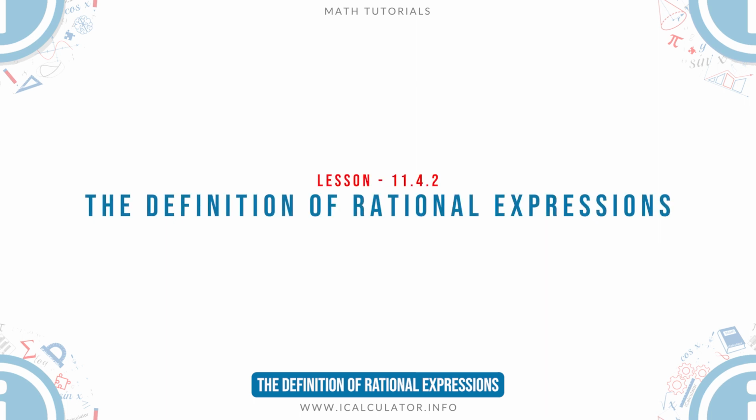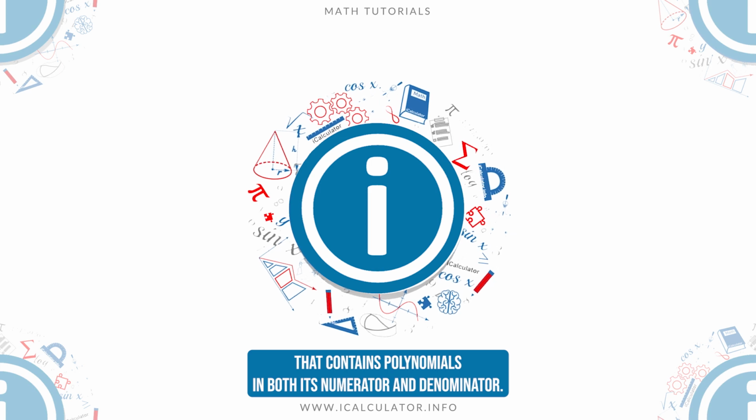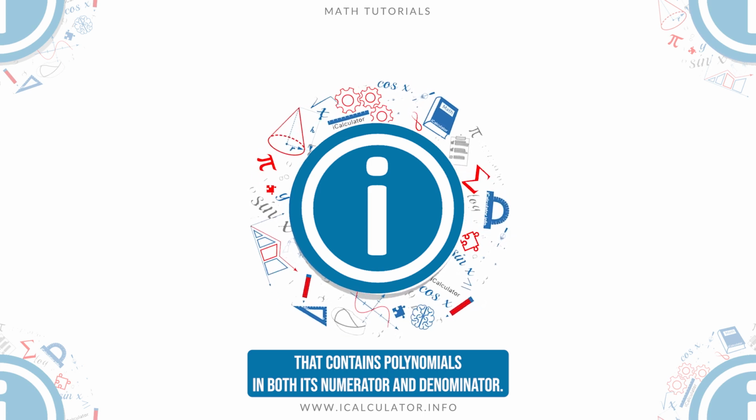The definition of rational expressions. In algebra, a rational expression is a fraction that contains polynomials in both its numerator and denominator.